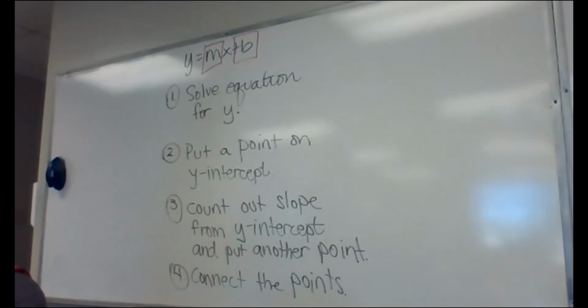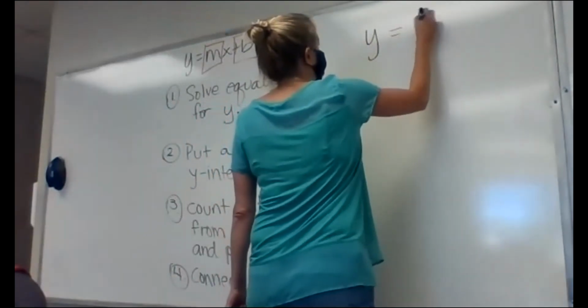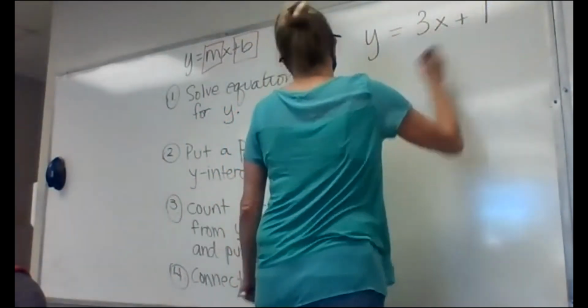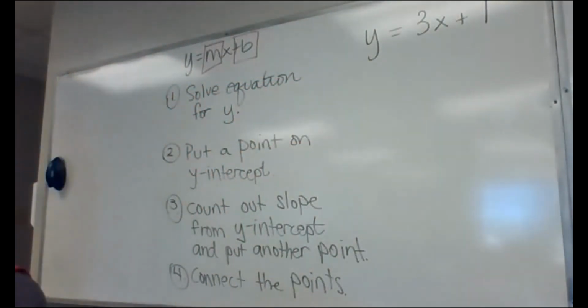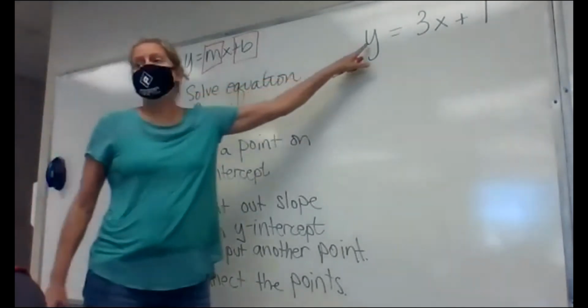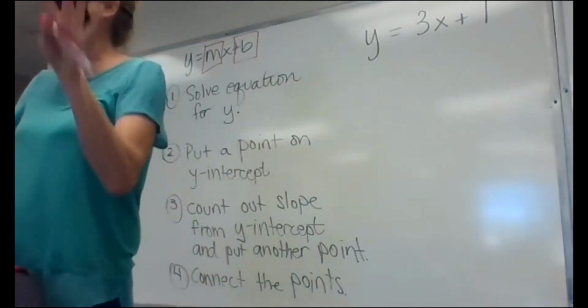So let's look at number 2. Y equals 3x plus 1. Step 1, solve the equation for y. That's actually already done this time, right? The y is by itself. So I don't even have to do that step. Y is already by itself.